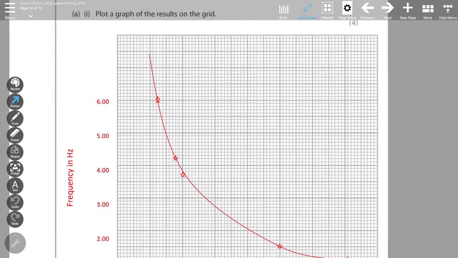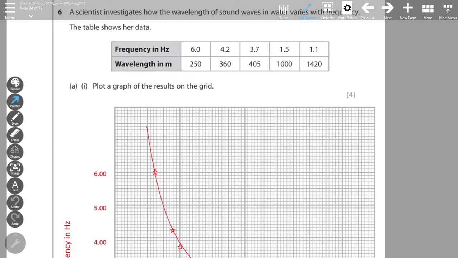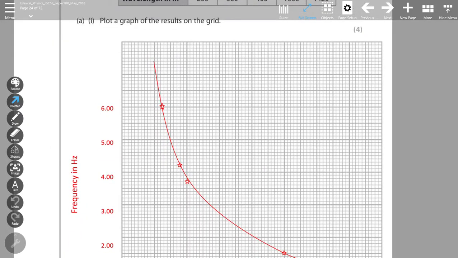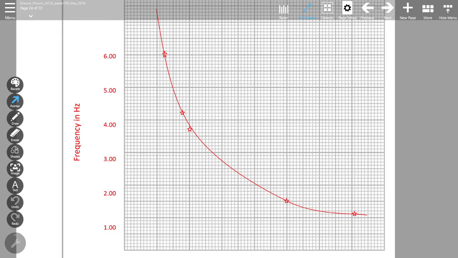Then we plot the points. 6, 250. So from 5 till 6, each division is tenths.